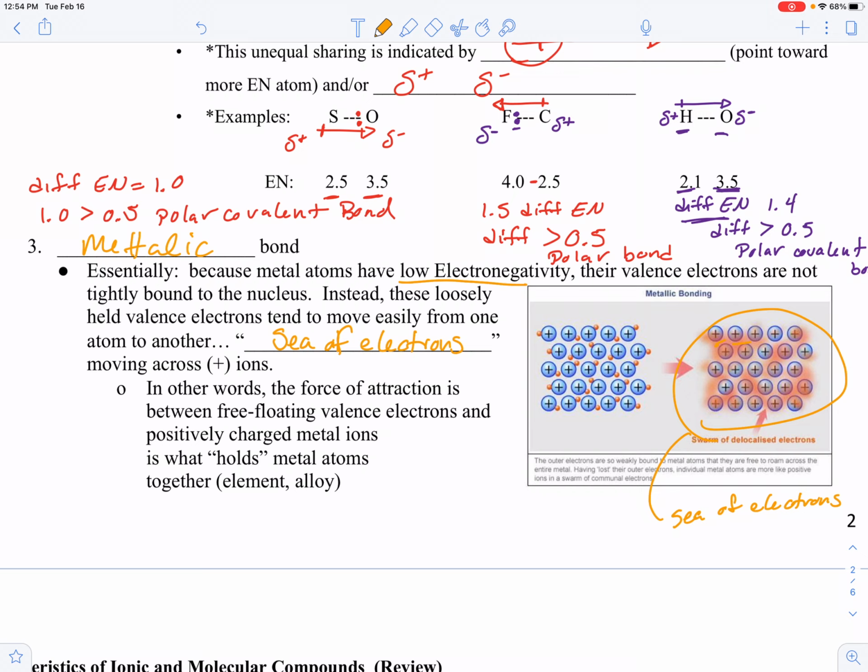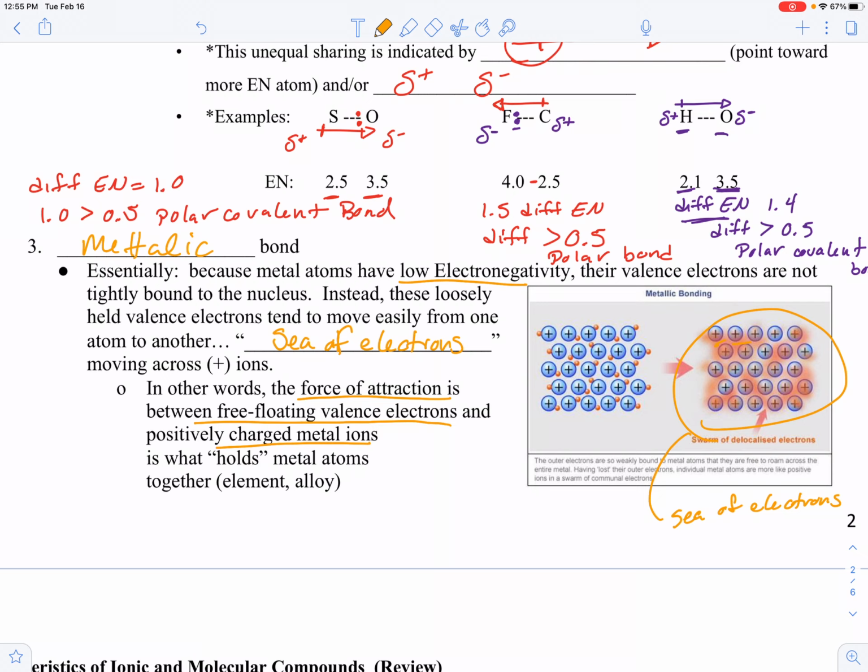But because the sea of electrons is a negatively charged space that has now been created, the metals are now attracted to it, so they stick to that sea of electrons, and that's how your metallic bonds end up forming. So again, it's the force of attraction between the free-floating valence electrons, that sea of electrons that forms when the metals release their electrons because of that low electronegativity. And then we have these positively charged metal ions that are now attracted to that sea of electrons, and that's what holds them together.